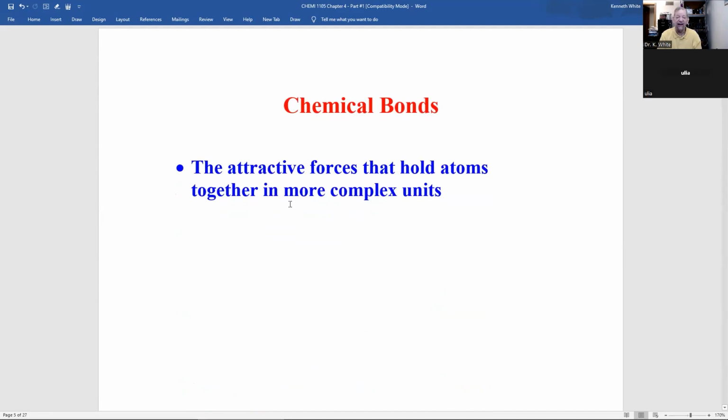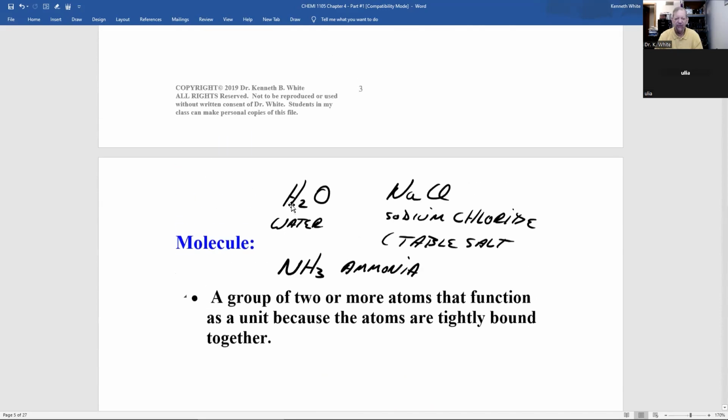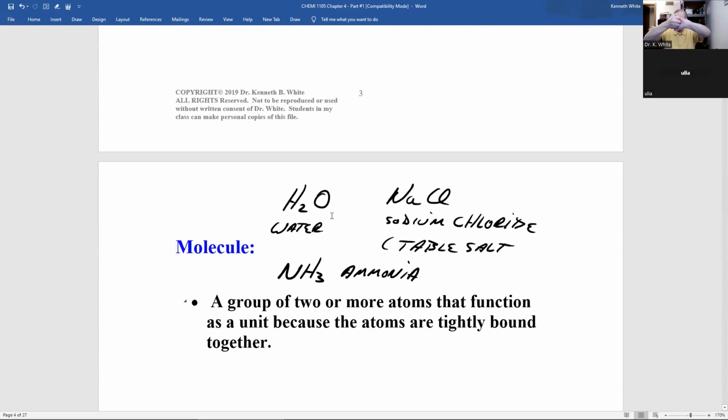Now, what holds those atoms together? Those are the chemical bonds. And I'll never ask what is a chemical bond, but I'll use that term. And those are the attractive forces that hold atoms together in more complex units we call molecules. So if you look back here, the hydrogens and oxygen in water are held together by chemical bonds. The sodium and chlorine in sodium chloride, table salt, are held together by chemical bonds. And there's ammonia too. The nitrogen and hydrogen in ammonia are held together by chemical bonds.